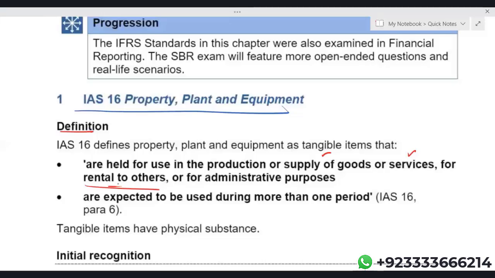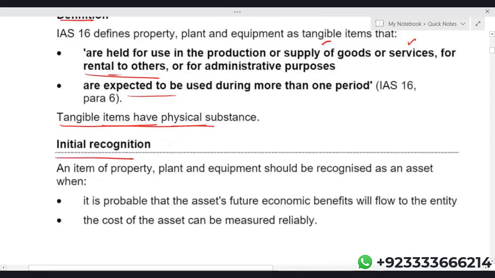Now, the second part of the definition is expected to be used more than 1 year. So simply the useful life of that property, plant and equipment is more than 1 year. And obviously they are tangible items having physical substance. Now, initial recognition. The recognition criteria in IAS 16 and other assets is almost the same except IAS 37. So the asset recognition criterion in IAS 37 is different from all other IASs. We will discuss when the time comes what IAS 37 says, but right now IAS 16, property, plant and equipment, initial recognition.